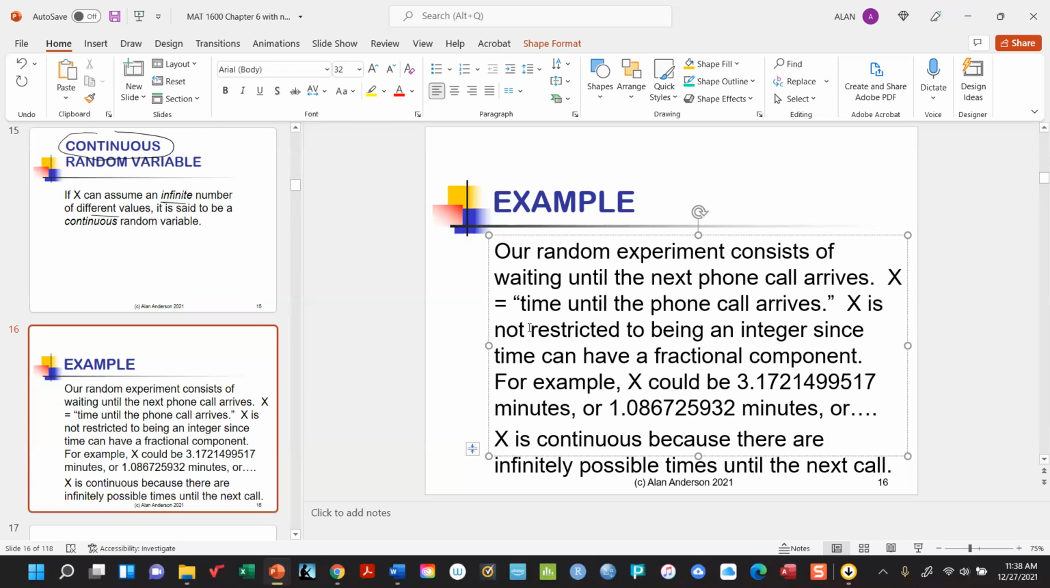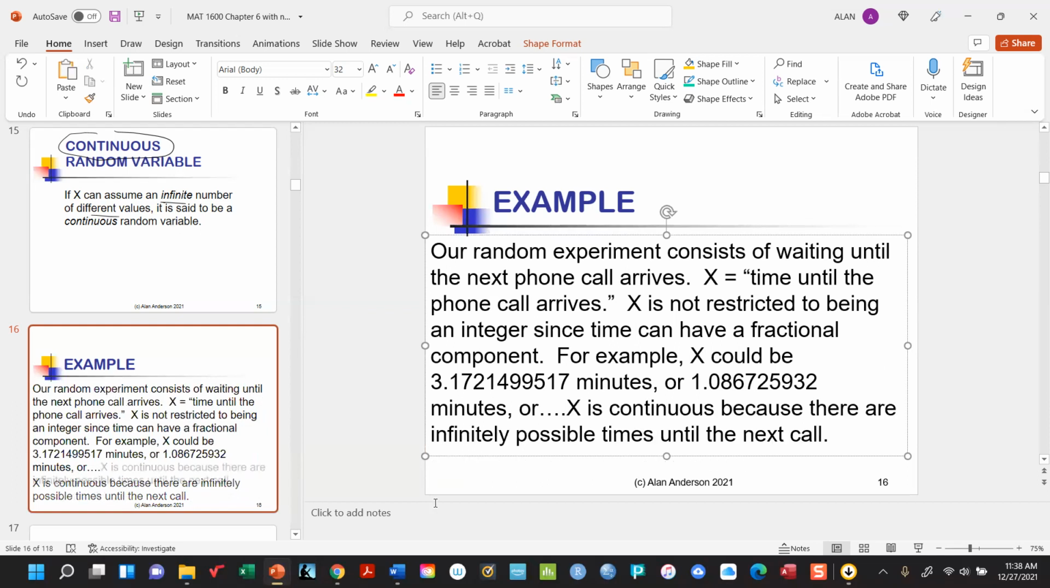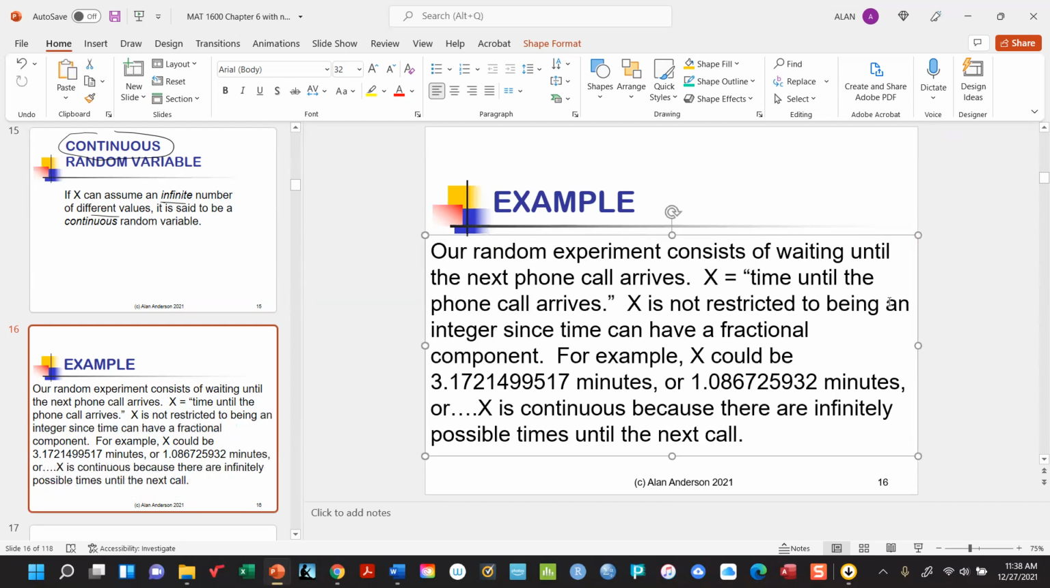All right, so does that make sense to everyone? This one is very, very different because of the possibility. Because time can have a fractional component, it doesn't have to be exactly 2 minutes, for example. It can have a fraction. And once that happens, all of a sudden that opens up the possibility to an infinite number of possible times until the next phone call. And so X would be defined as continuous. Now, obviously, the continuous random variables will be more complicated to deal with, but we'll worry about that in the next chapter. Right now, we want to focus our attention on discrete random variables.